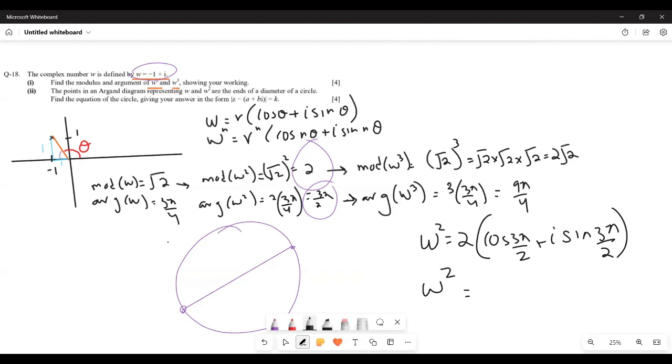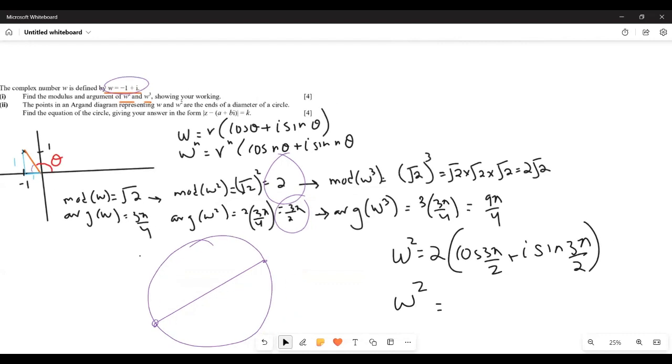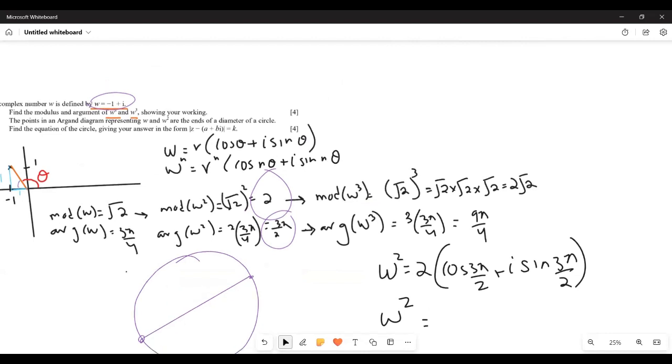2 times, I'll have to do 2 times cos 3 pi by 2. I noticed one thing: I found the arguments wrongly. An argument cannot be bigger than pi. I'll have to fix that. Both the arguments need to be fixed. Remember, an argument cannot be bigger than pi or less than minus pi. So how do we fix that?